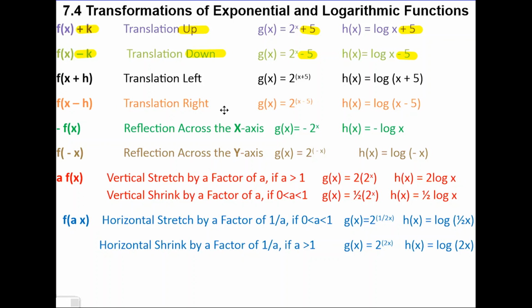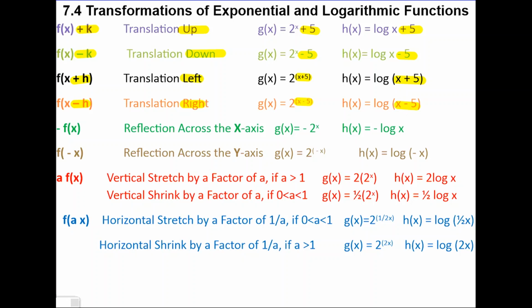Then, if you have a translation to the left, you're going to have a plus h on the inside. So where the exponent is, or where the variable is, I should say, you have x plus 5 here. If it's log, then you have x plus 5 inside the parentheses. Your minus h on the inside is a translation to the right. So I have x minus 5 here with the x in the exponent, or log of x minus 5 in the parentheses.